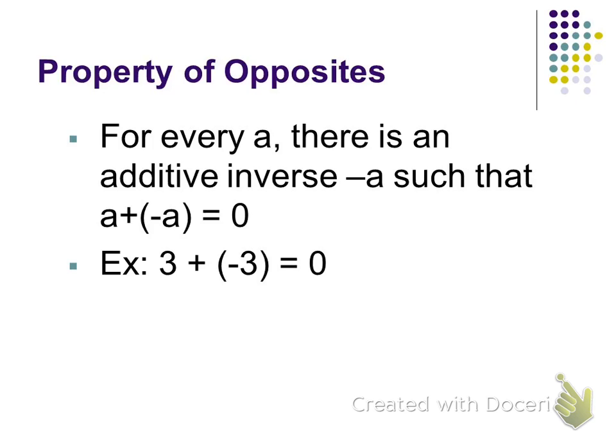So the property of opposites says that for every A, there is an additive inverse, negative A, such that A plus negative A equals 0. So the property of opposites just says if you add opposites, you end up with a 0. So like 2 and negative 2, 5 and negative 5, negative 7, positive 7. Those are all opposites. When you add opposites, you end up with 0.